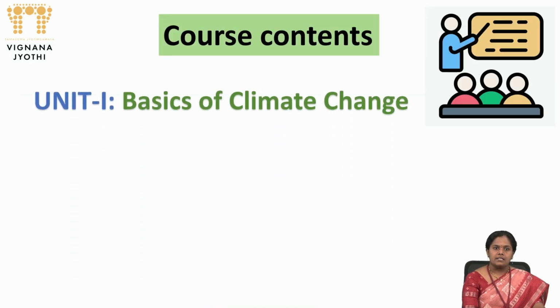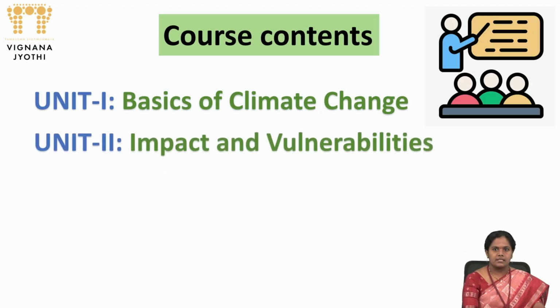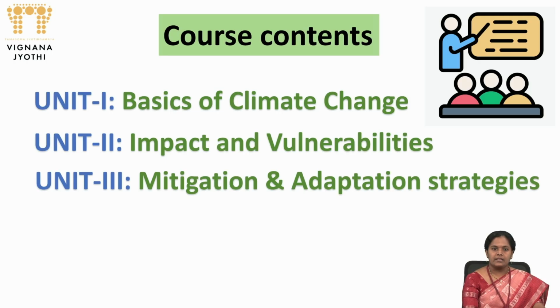In our course contents, we are going to witness all the 5 units. Unit 1 is to introduce the concept of climate change and its historical context. Second objective of Unit 2, Impact and Vulnerabilities, is to analyze the ecological consequences of climate change impacts. Unit 3, Mitigation and Adaptation Strategies. Third objective is to explore strategies for adaptation and mitigation of climate change.